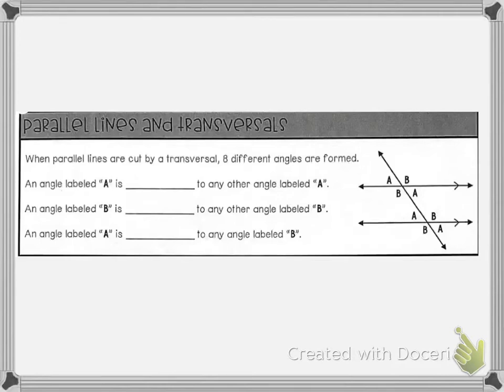Today we're going to be talking about angle relationships, and this is our third cheat sheet that we have. So we're going to start with parallel lines and transversals. When parallel lines are cut by a transversal, 8 different angles are formed.